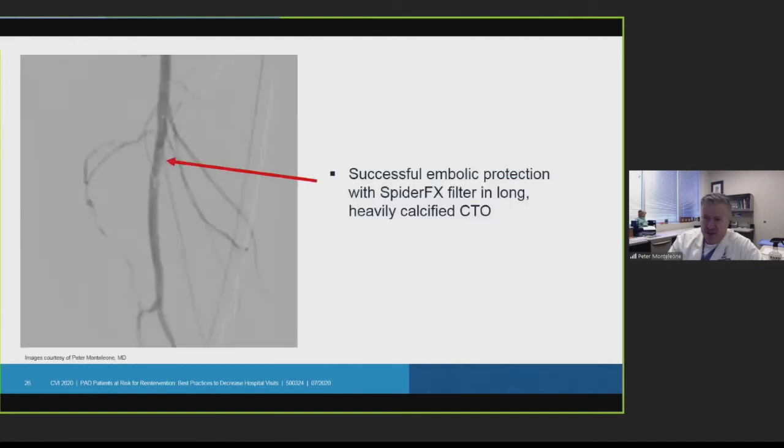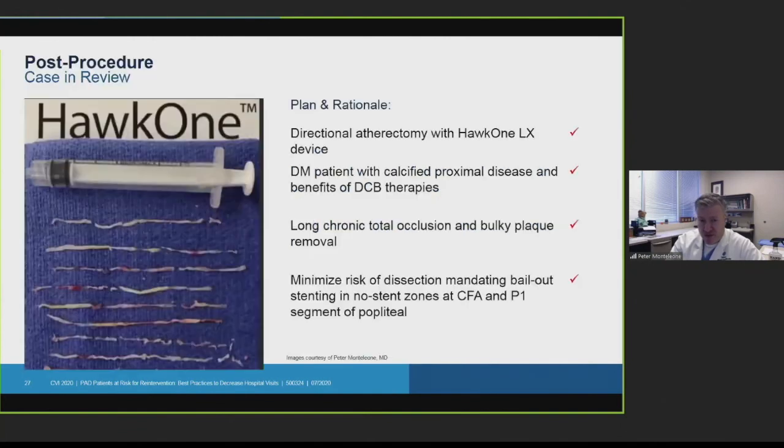If, God forbid, something ever happens in the future, there's no occlusion of those, and we have an excellent result. Our Spider worked too. So when we think about utilization of embolic protection, particularly for long CTOs, particularly for calcified CTOs, this person had fairly good runoff, but nonetheless, we saw some material actually within the Spider and was safely and effectively removed. So with regards to our plan and rationale in this long CTO, we significantly debulked this vessel and we accomplished our goals.